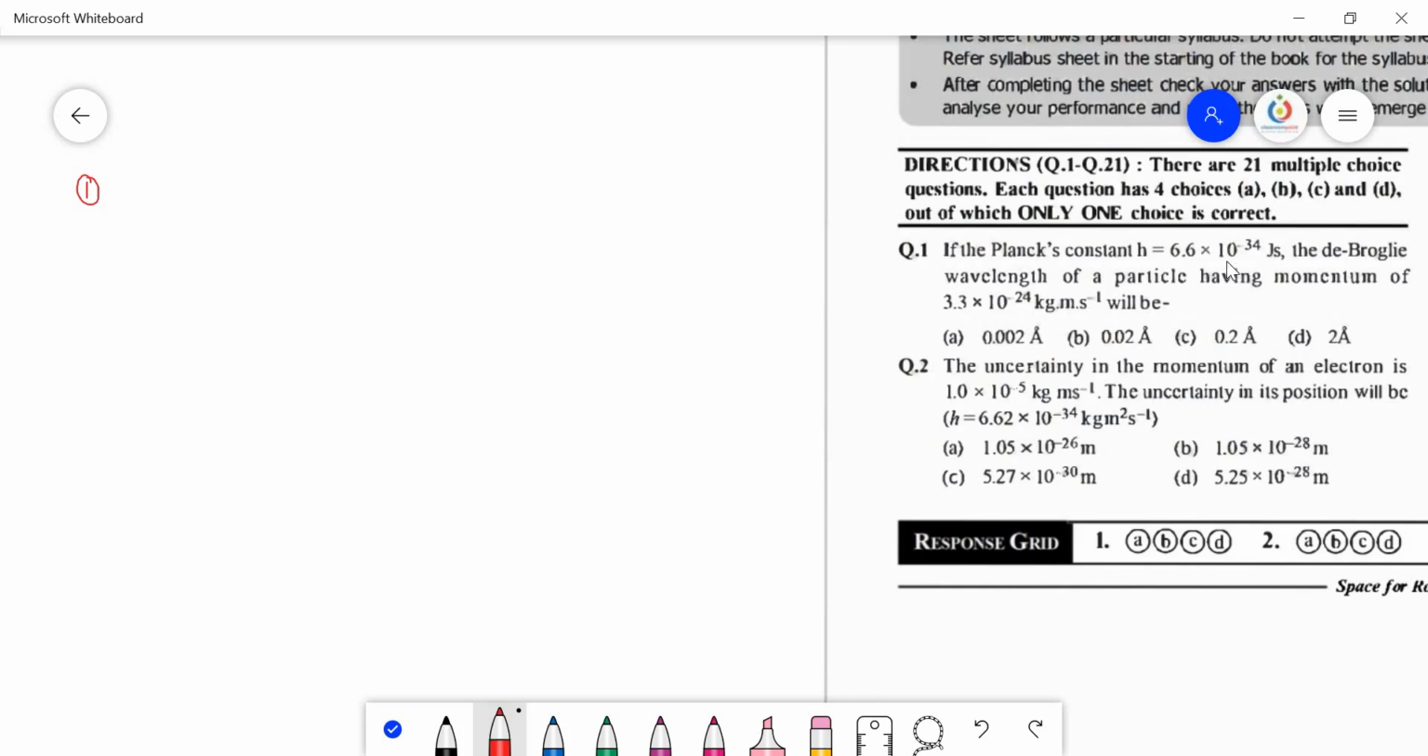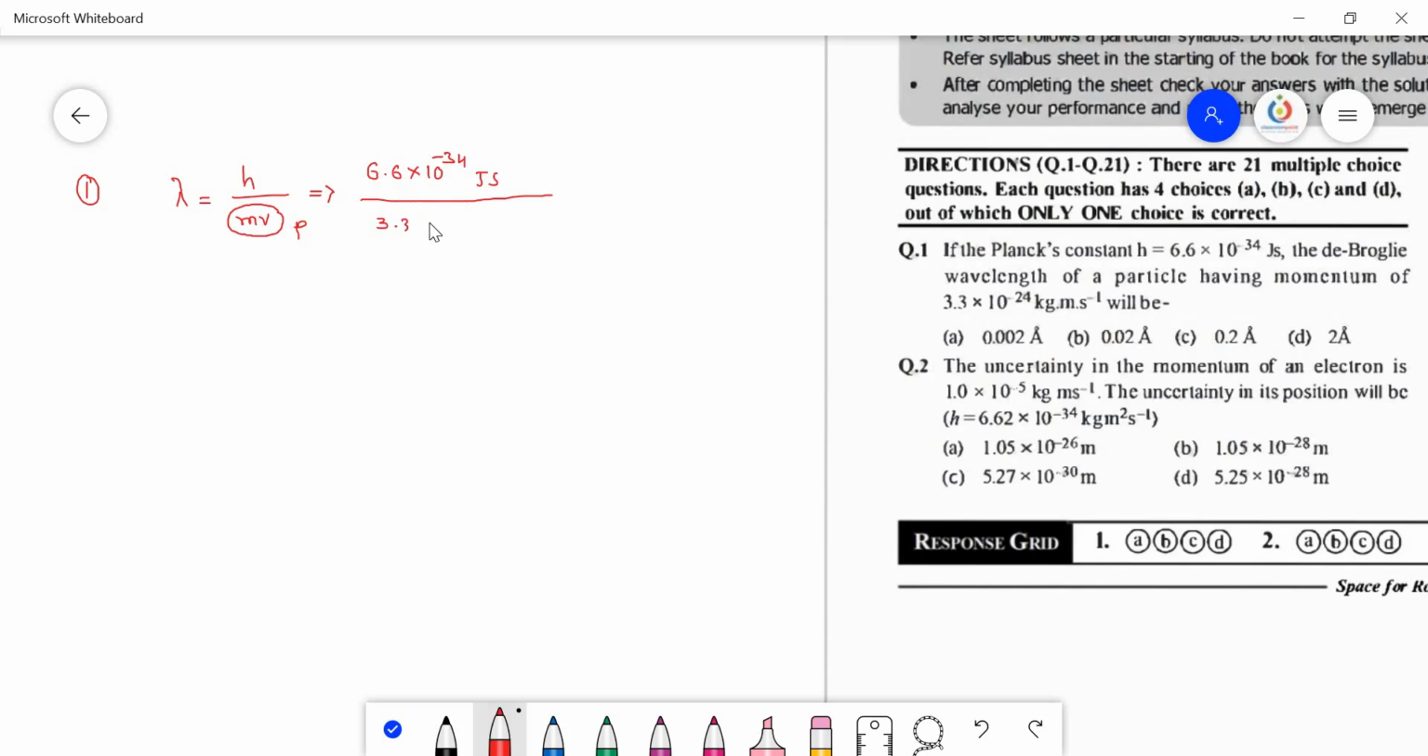So, let's take the de Broglie's wavelength of the particle has to be calculated. Let us take lambda equals h by mv. Planck's constant value is given, 6.6 into 10 power minus 34 joule seconds, and the mass of the particle, directly momentum is given. So in the place of mv we can write down the momentum p.